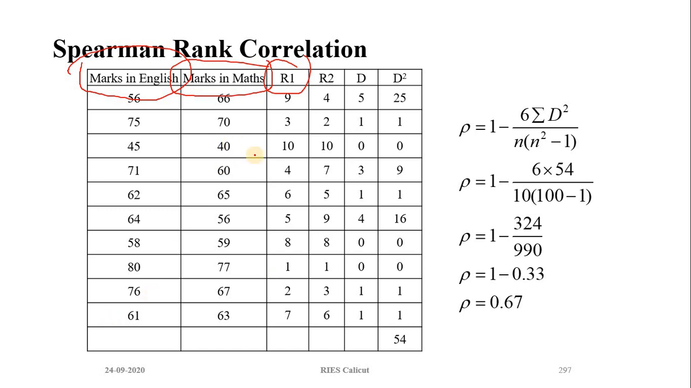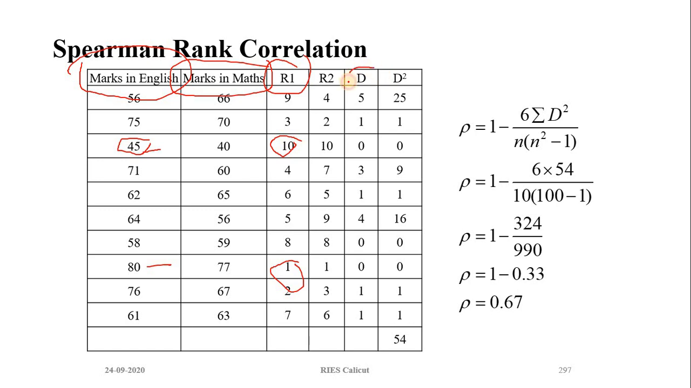Here what I'm doing is I am giving the first rank to the person who has scored the highest mark, 80. Then I have given 45 to the last person, who has got the last score, and his mark is 45. So I have ranked all these variables. Then second, R2, rank in the second variable. In the second variable the highest mark is 77 and the lowest mark is 40. So I have given all these ranks.